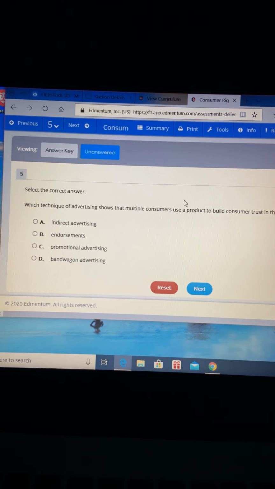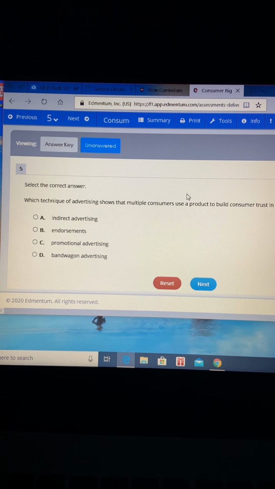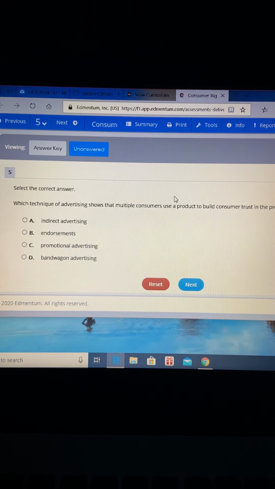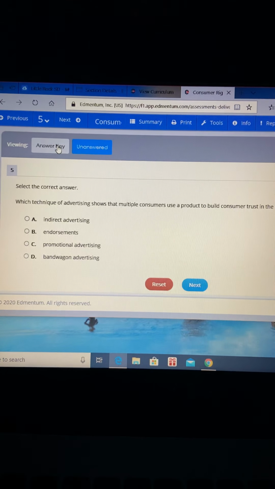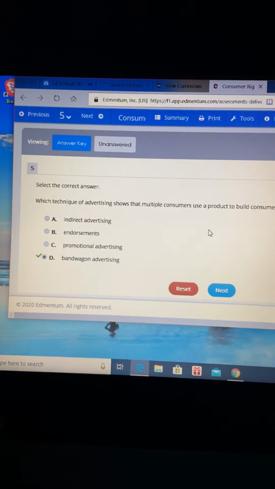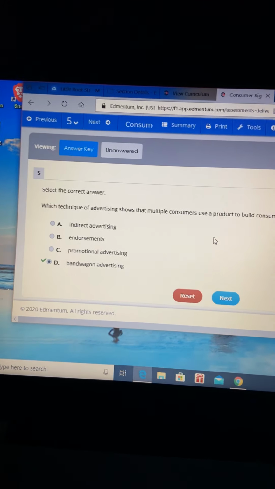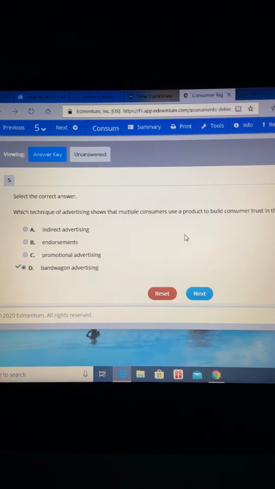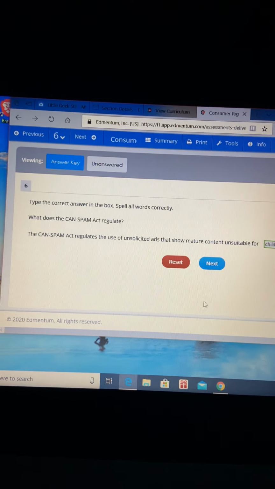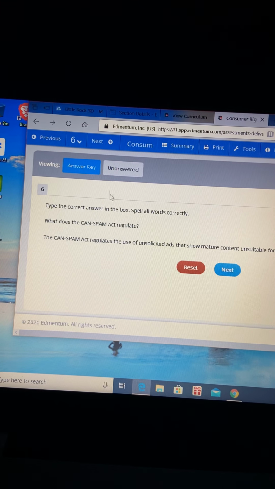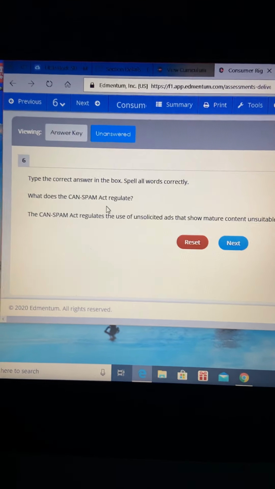Which technique of advertising shows that multiple consumers use a product to build consumer trust in the product? Indirect advertising, endorsements, promotional advertising, or bandwagon advertising. If you're using multiple people, you're going to be on a bandwagon. That's the key there, is multiple people is bandwagon. So maybe if you got all the Kardashians on Instagram to endorse your product and not just one of them. Okay.